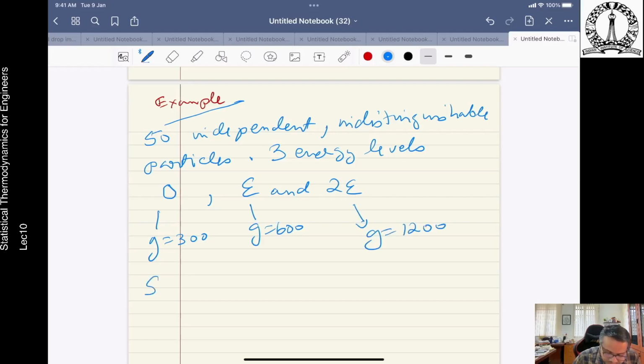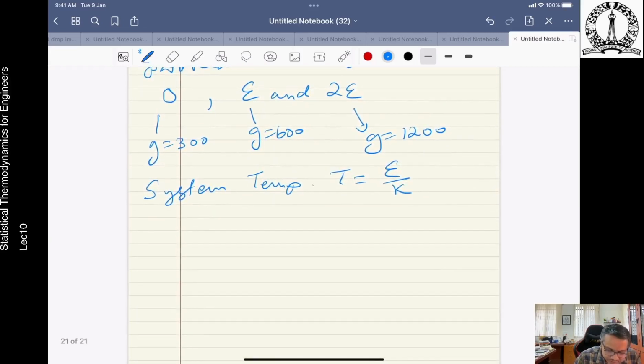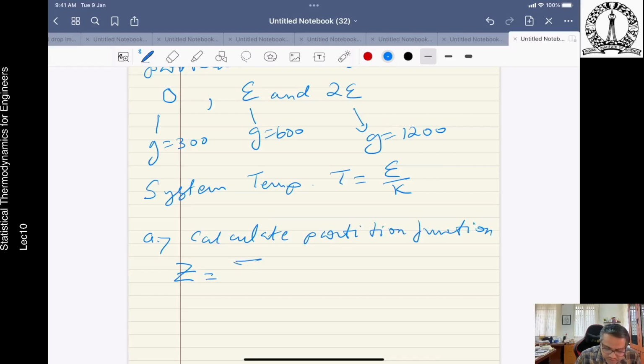The system temperature, which is written as T, is E by K. The first step: if somebody asks you to calculate the partition function, the partition function is written as Z, which is the summation over j of Gj exponential minus Ej by kT.